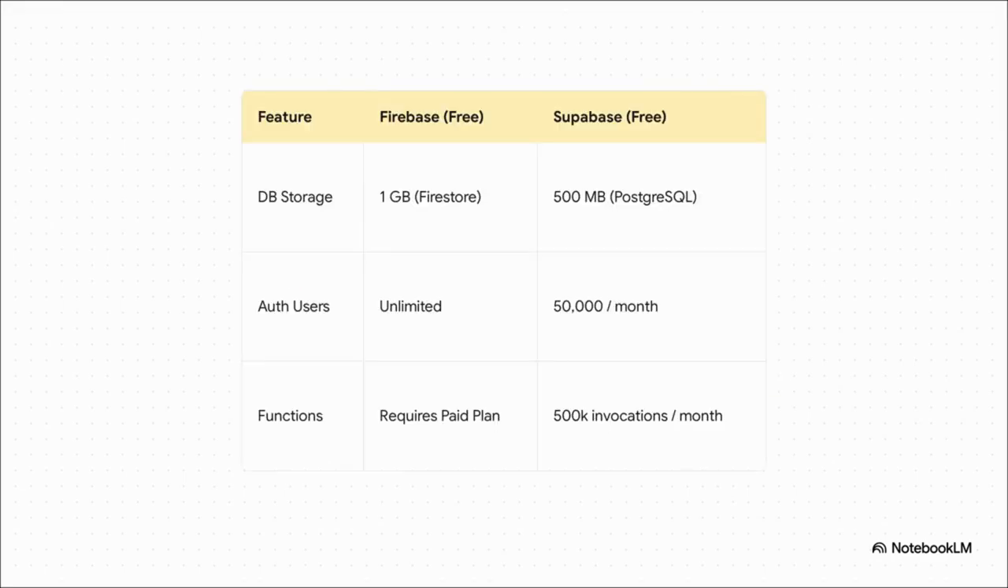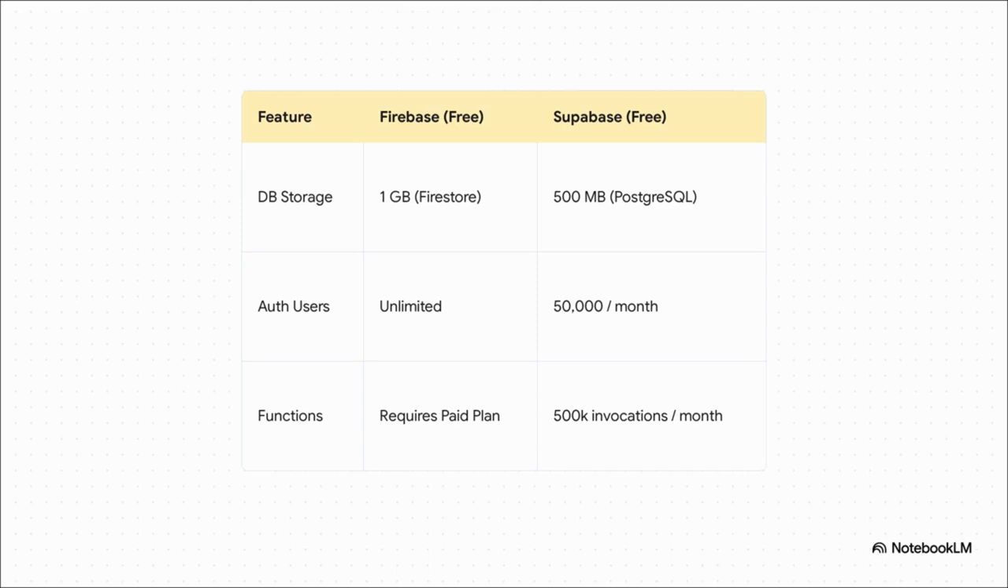Okay, so let's put them side by side and see the whole picture. Storage. Firebase gives you a full gigabyte for Firestore. Supabase gives you 500 megabytes for its database. What about logging users in? Authentication. Firebase is unlimited, which is honestly incredible. Supabase gives you 50,000 monthly active users, which is still super generous. But it always comes back to this one thing, doesn't it? Those server functions.